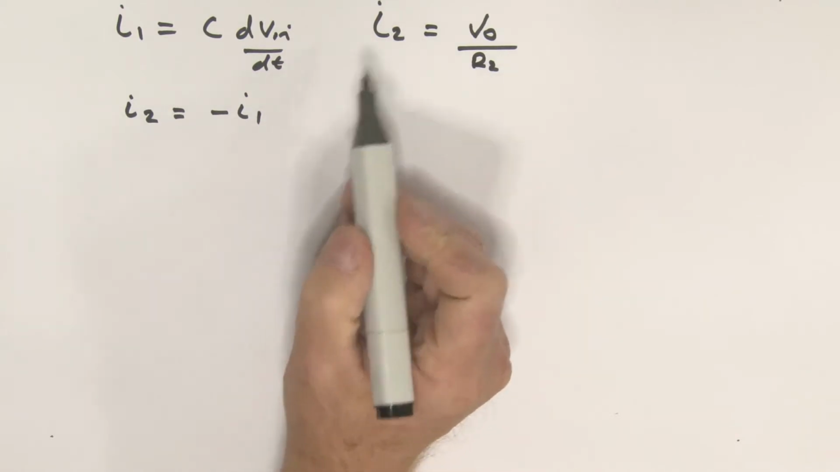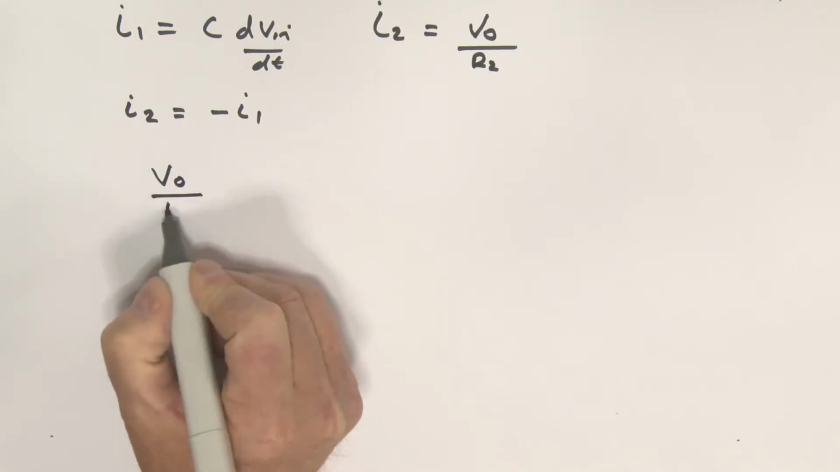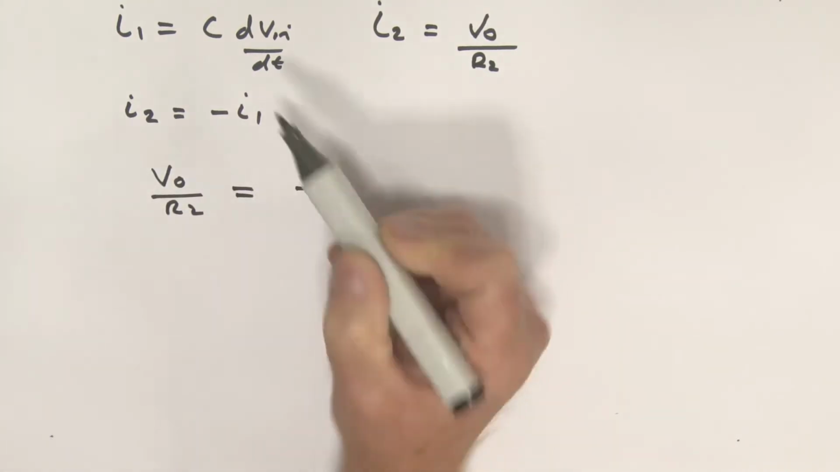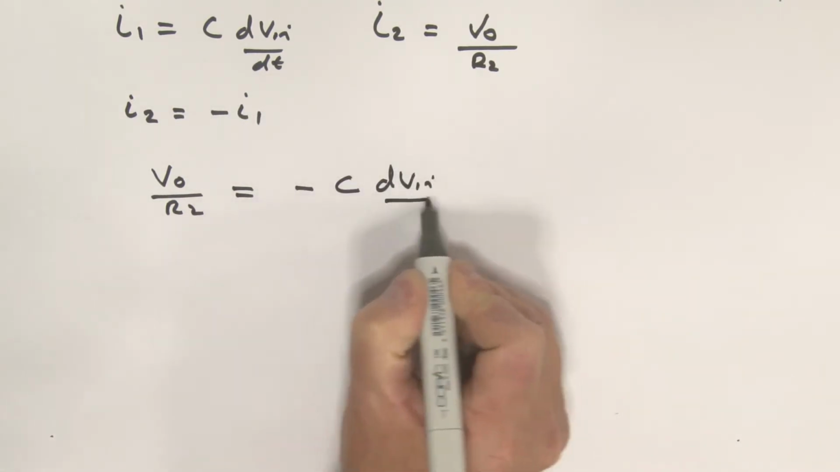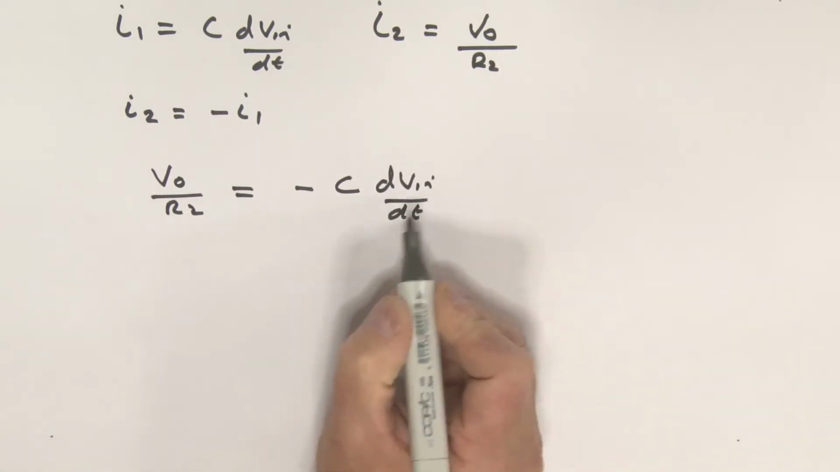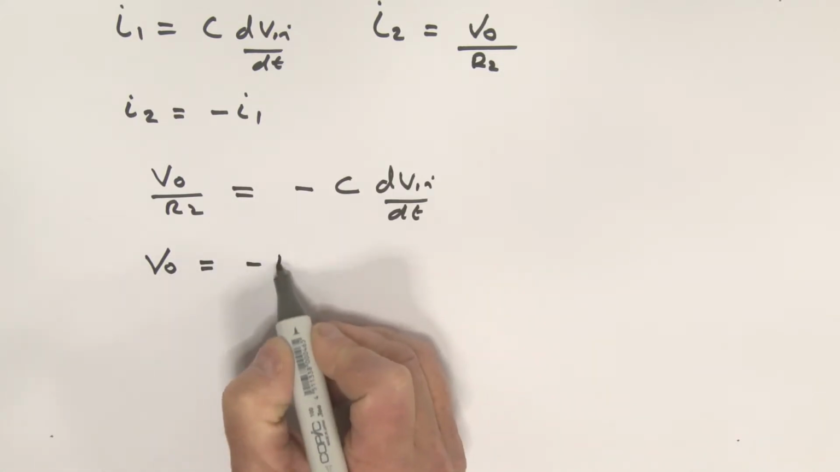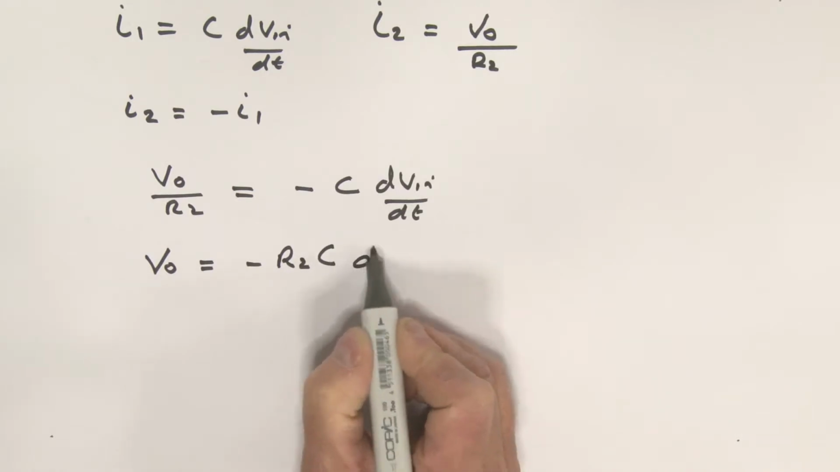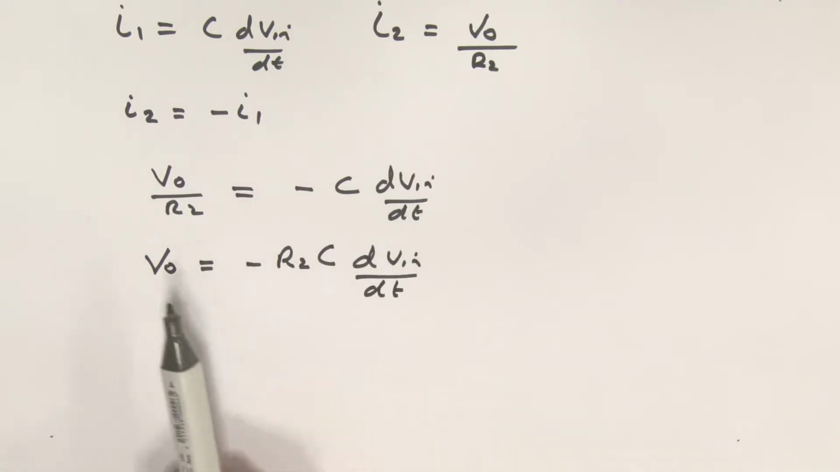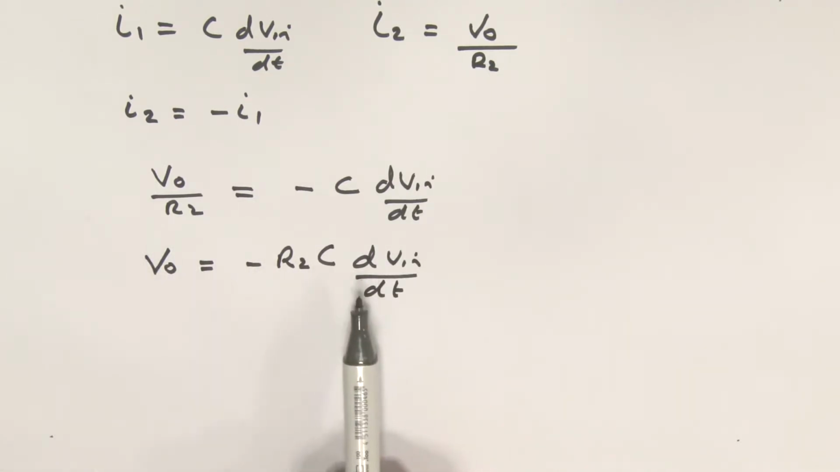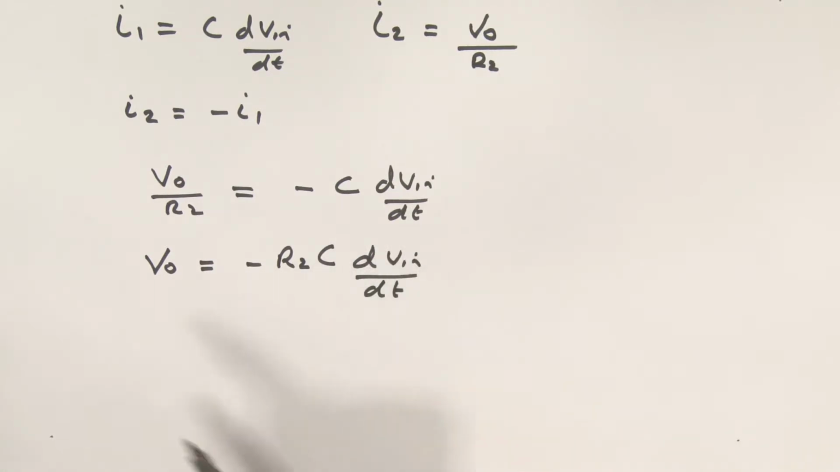Okay, putting in the values for I2 and I1, we have VO over R2 is equal to minus, putting in I1 here, C dVin by dt. So I could say in this case that output voltage VO is simply equal to minus R2 times C dVin by dt. And so as you can now see, that output voltage is equal to a constant times the derivative of the input voltage.